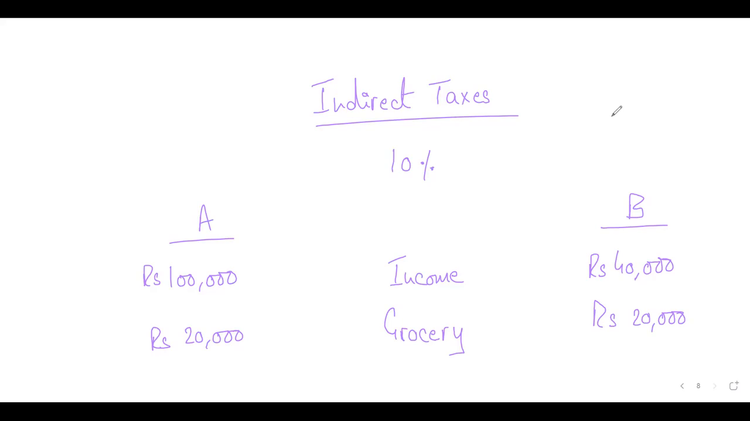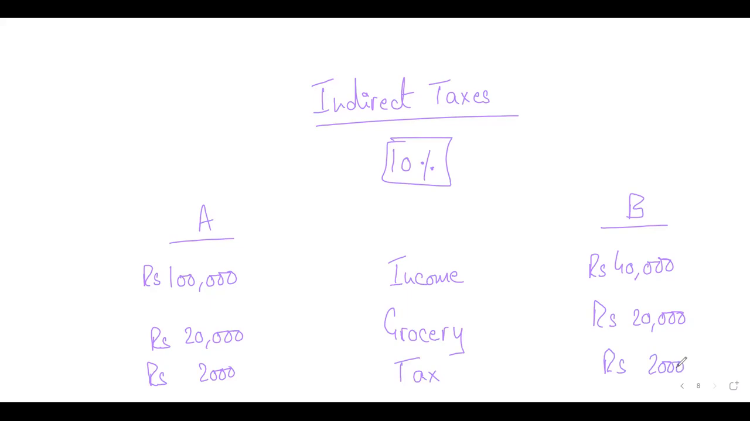So coming back to the point, both are paying 10%. So how much tax would A pay on 20,000 worth of groceries? 2,000 would be the amount of tax. And similarly, since both are spending the same amount on groceries, B would also be paying 2,000 rupees in the form of taxes. Any confusion, students? Okay.